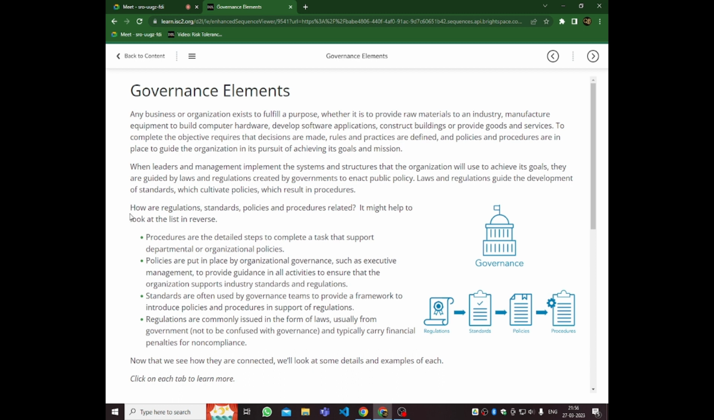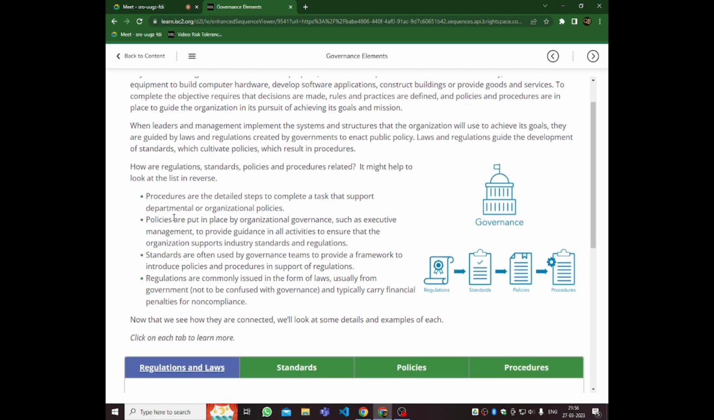Next, how are regulations, standards, policies, and procedures related? It might help to look at the list in reverse. So procedures are the detailed steps to complete a task that support department or organization policies.